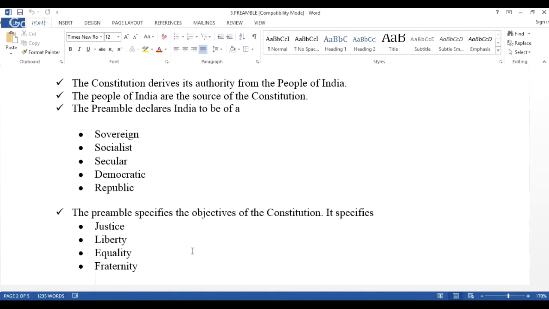And the preamble specifies the objectives of the Constitution. Objectives means targets. What exactly does the Constitution want to achieve? It specified 4 objectives. What are they? Please look at this. Justice, liberty, equality, and fraternity. So these are the objectives. Justice must be provided, liberty, equality, and fraternity should be there. In the Indian system, these are the objectives of the Constitution. So for that reason, the government will function, and for that reason, all the institutions that are mentioned under the Constitution will also function.